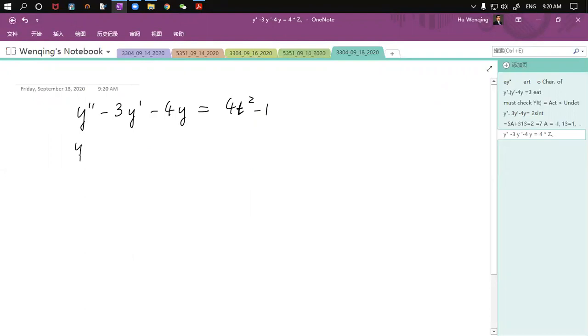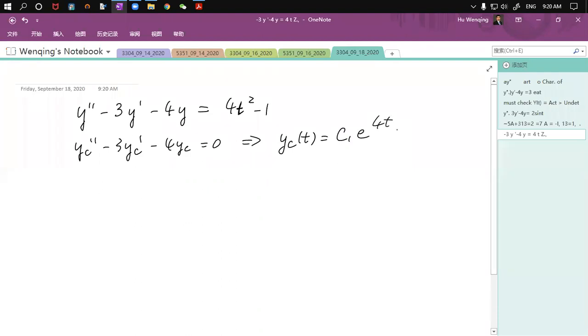Now, again, the complementary solution never changes. For yc, the complementary solution, we already found it: it's c1 e to the power of 4t, plus the other term. So all these complementary solutions are the same, and you don't have to worry about them. Now, how do you find a particular solution? Well, here, the right-hand side becomes a polynomial.